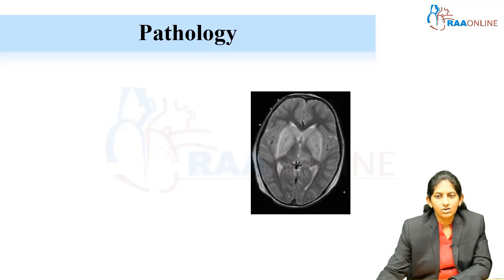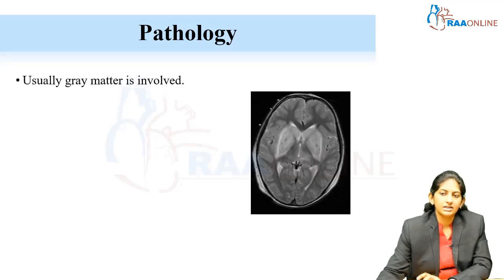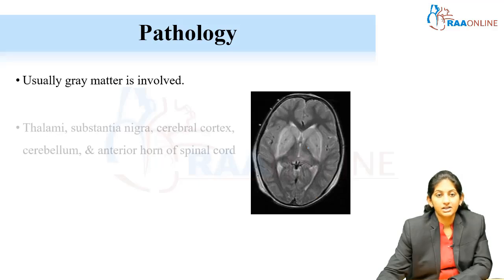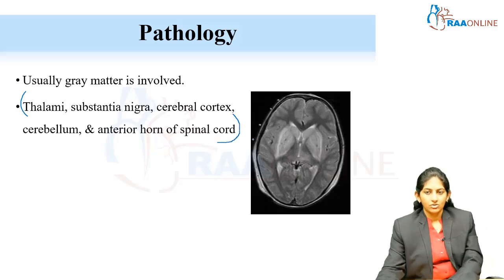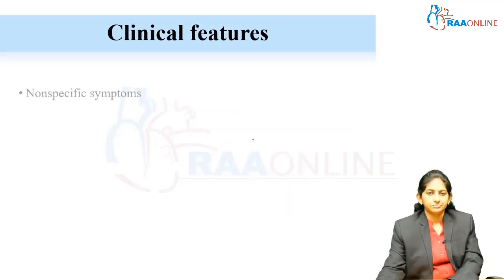So mostly it involves the basal ganglia and thalami, that is usually the site of predilection. So thalami, substantia nigra, the parts of the basal ganglia are involved. Other parts like cerebral cortex, cerebellum, even anterior horn of the spinal cord can also get involved. So important sites will be first the basal ganglia, followed by the cerebral cortex and spinal cord.